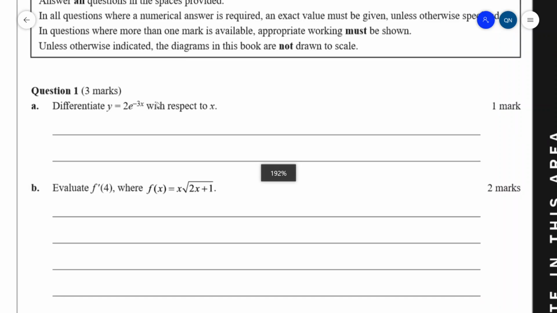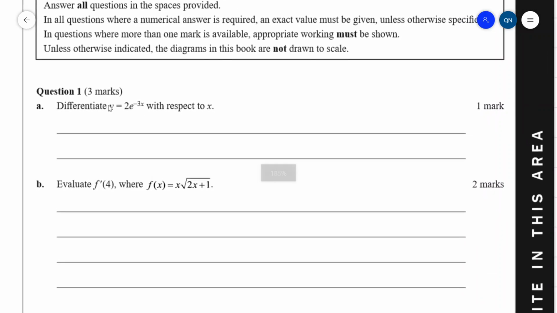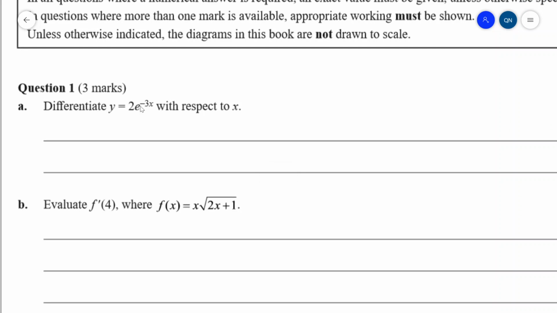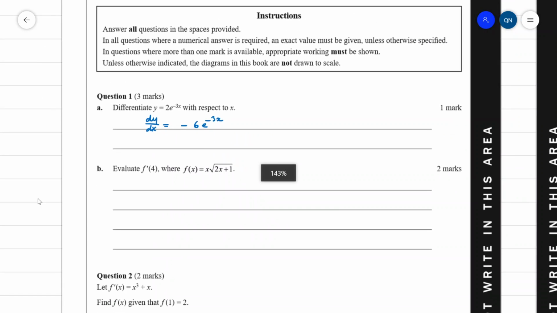So first of all, standard derivative question: differentiate this exponential function. How do you differentiate e to the something? Well, it's just e to the something once again, but then you've got to remember chain rule as well. You multiply by the derivative of the inside, which is -3. So overall, dy/dx is just going to be equal to -6 e to the -3x, because you multiply by the -3, and the derivative of e to the something is e to the something.